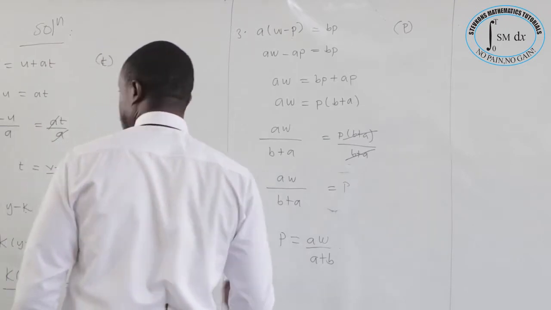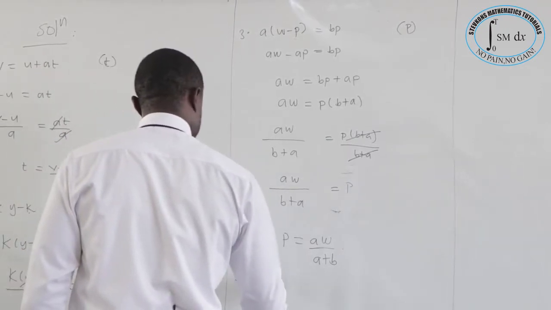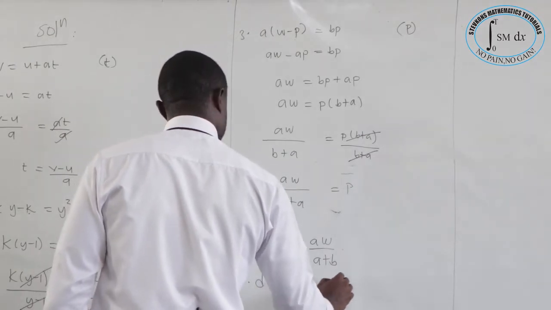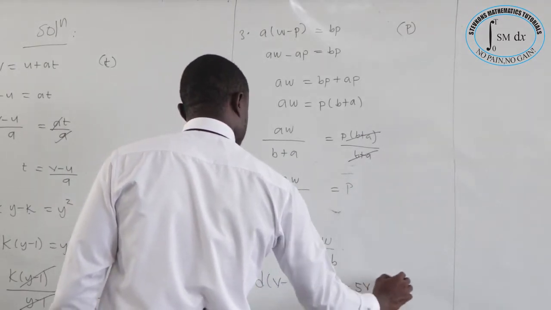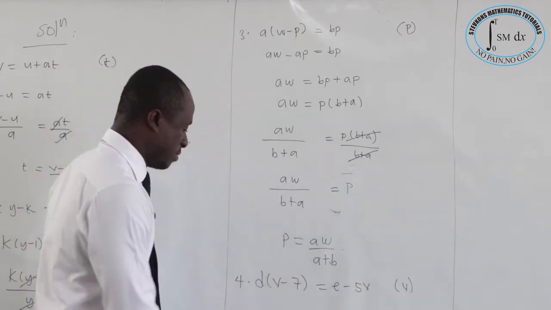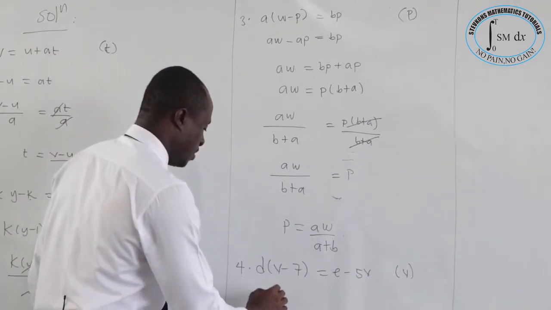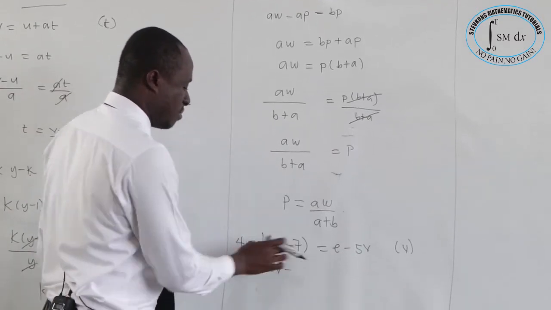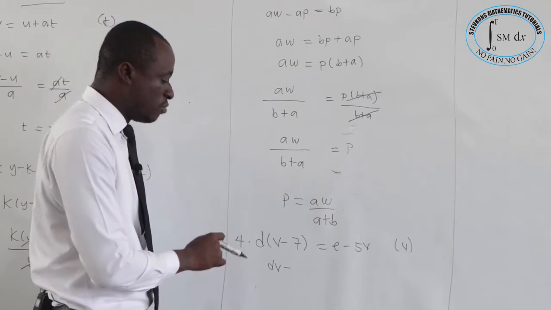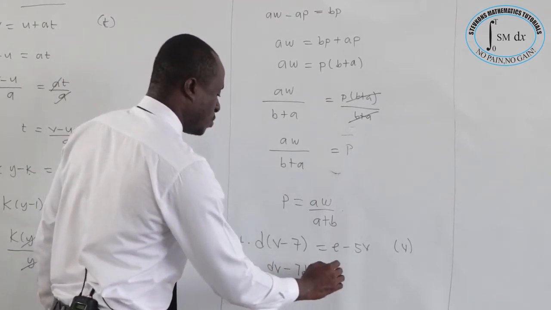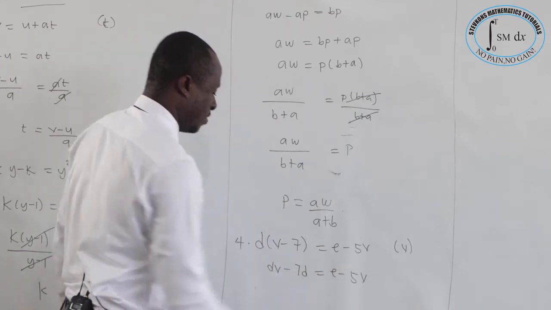Now let's see the fourth question. We have d(v - 7) = e - 5v. Now we want to make v the subject. So we have to expand. So we have dv minus d7, but then normally we bring the numeral first. So here becomes 7d, equal to e - 5v.